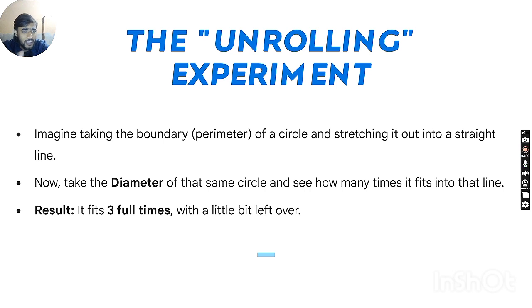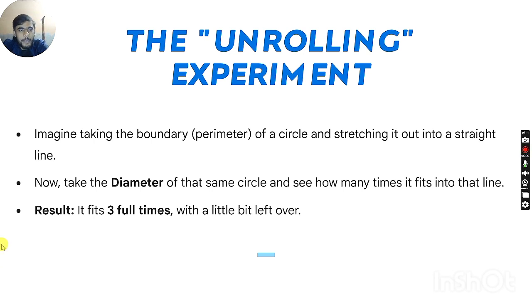So let's move to the next part, that is the unrolling experiment. Imagine taking the boundary. Boundary means what? Perimeter. The boundary of the circle is the perimeter. The boundary of any square is the perimeter of the square. The boundary of any rectangle is the perimeter of the rectangle, okay?